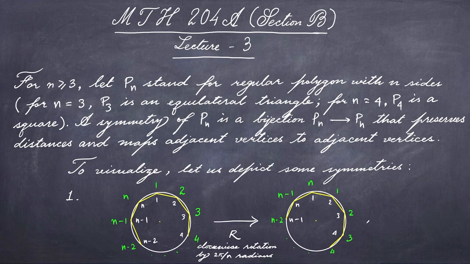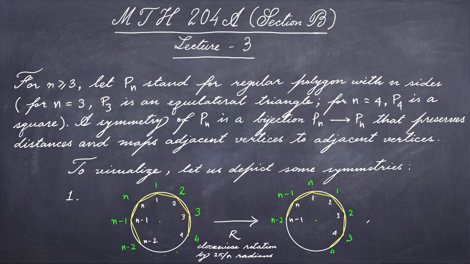So the first symmetry of Pn that we are going to depict is rotation in the clockwise direction by 2π/n radians. In this picture, the sides of the regular polygon Pn are drawn in yellow, and the vertices are labeled as 1, 2, 3, 4 in a consecutive manner in green. The initial positions of the vertices on the circumcircle of Pn are marked by 1, 2, 3, 4 in white. Initially you see that any ith vertex is in the ith position.